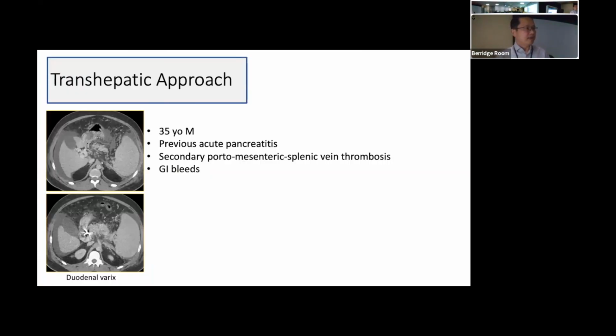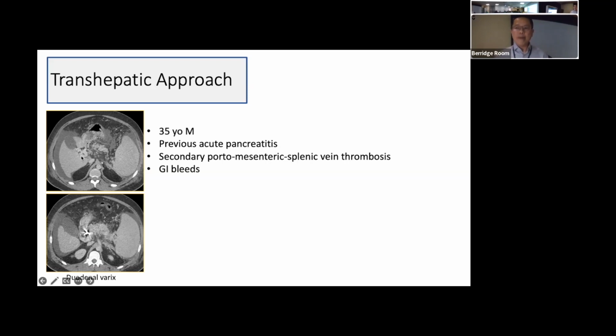I move on now to the transhepatic assisted TIPS procedure. This is a young case, a 35-year-old, again with previous acute pancreatitis. I told you about the non-malignant, non-cirrhotic causes. One of the causes is inflammation in the abdomen, including pancreatitis, and therefore the patient had full-blown portal mesenteric splenic vein thrombosis. Presented with GI bleed.